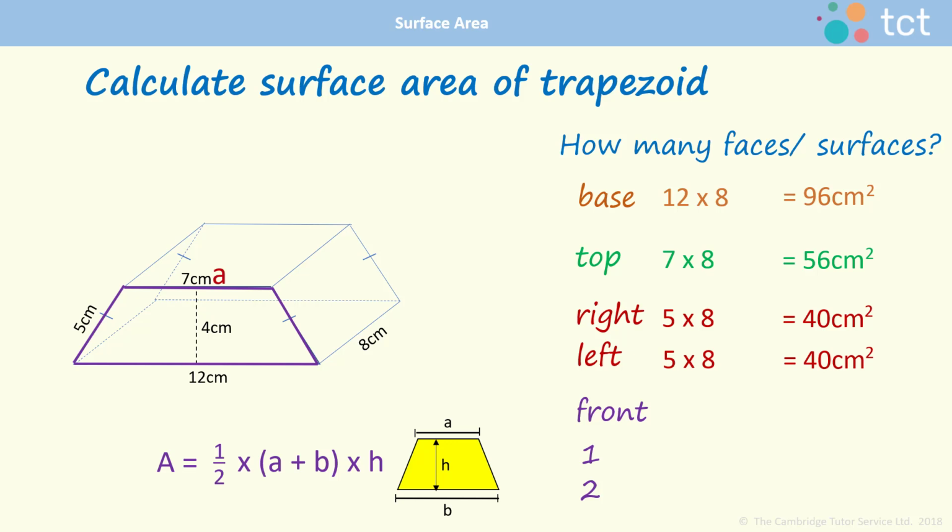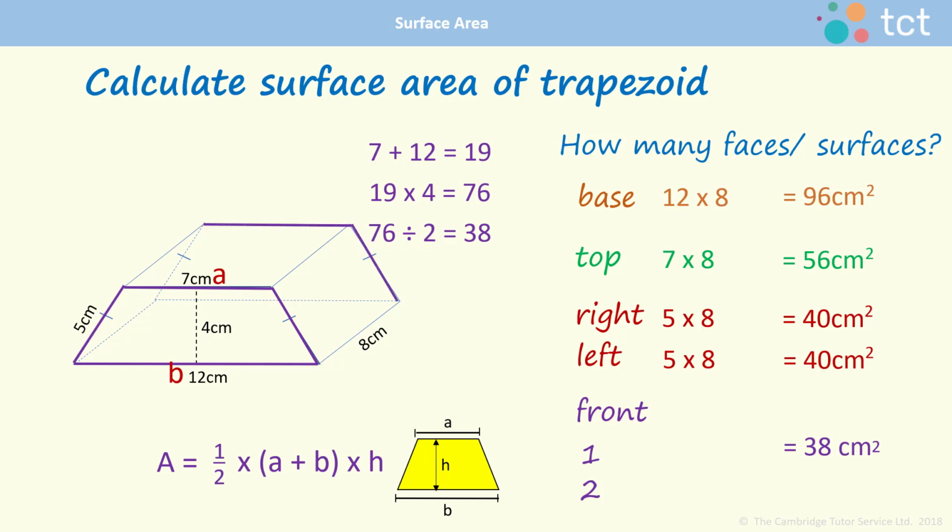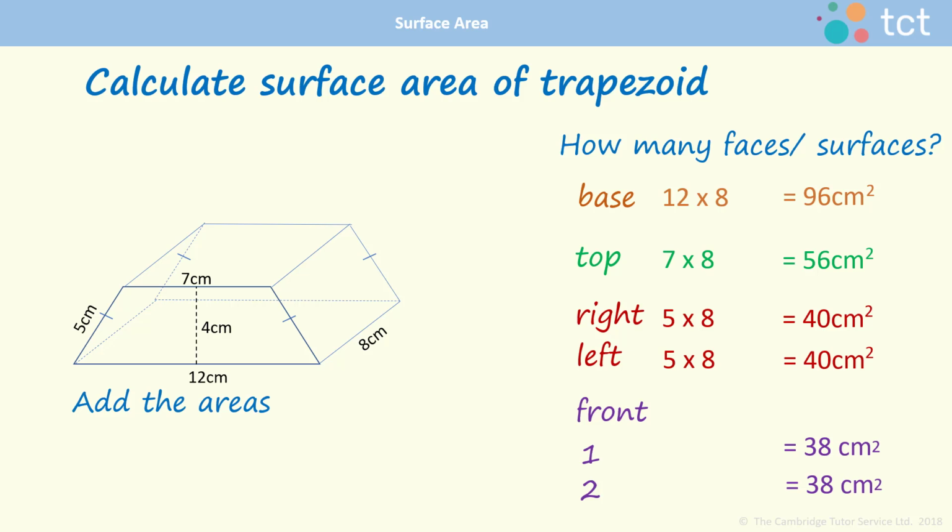So if we call the top of this trapezium A and the base B, we add those together. 7 add 12, that's 19. Now we have to multiply that by the height, which is 4. 19 times 4, that's 76. And now we have to divide that by 2, which is 38. So the area of that trapezium is 38 centimetres squared. And remember, there's another one at the back that's exactly the same. Now we add those areas together, and the total surface area of this trapezium prism is 308 centimetres squared.